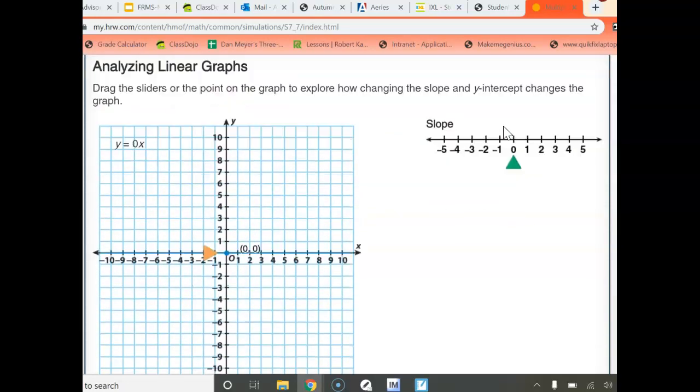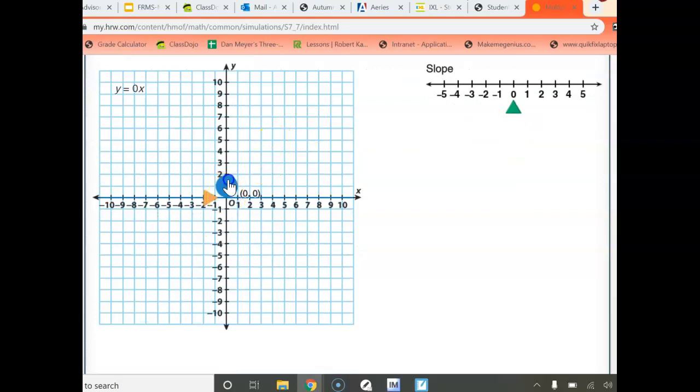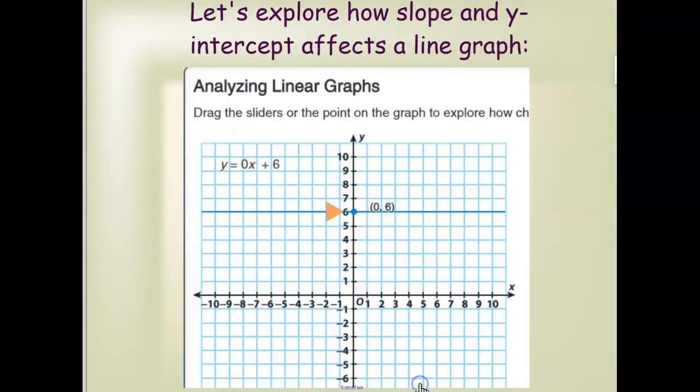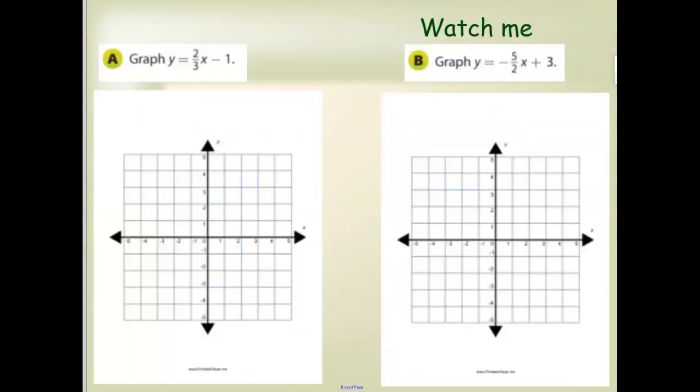What happens if I mess with the y-intercept? I can move it up, and now, look. Now let me give it a little slope there. My y-intercept is 3, so that would be y equals 2x plus 3. Or I can move it down and have a negative y-intercept. And you can see how that messes with the equation.